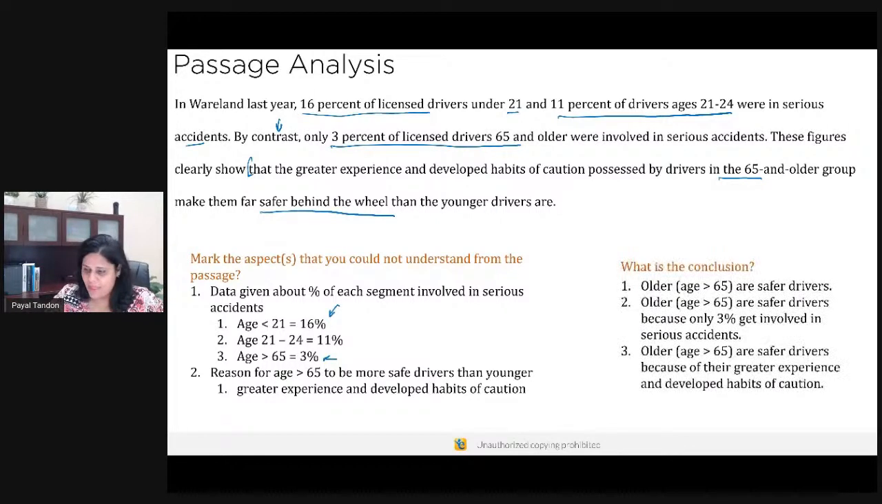Now, what is the conclusion? I want you to tell me that. Is the conclusion that older people are safer drivers? Or is the conclusion that older people are safer drivers because only 3% get involved in serious accidents? Or is the conclusion that older people are safer drivers because of their greater experience and developed habits of caution? Tell me, 1, 2, or 3, which is the conclusion?